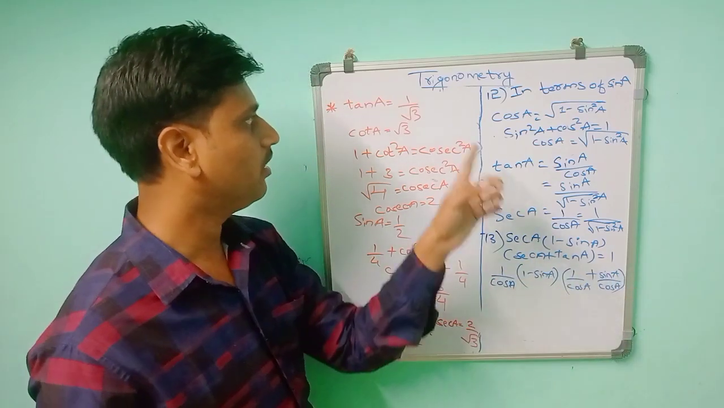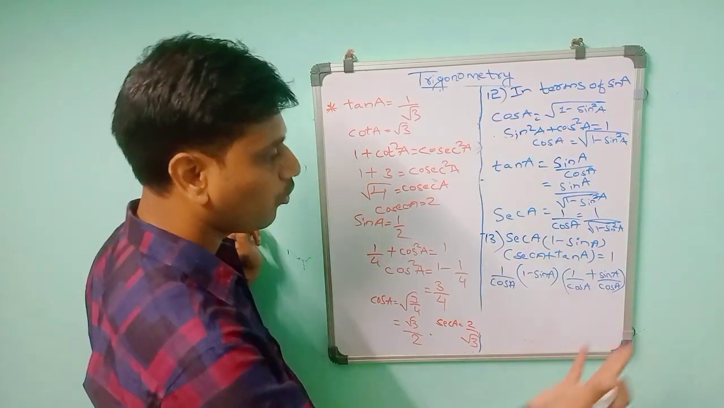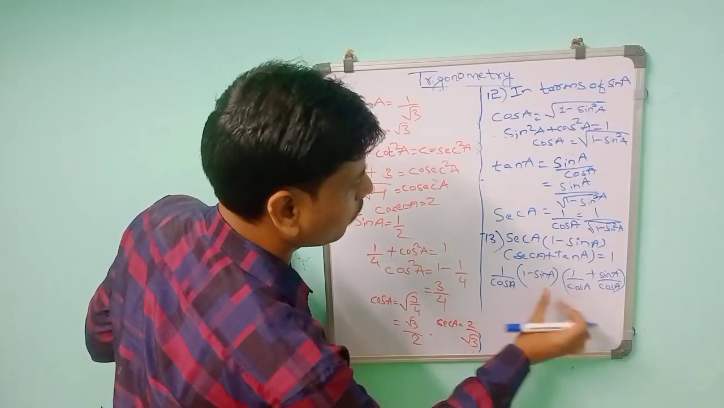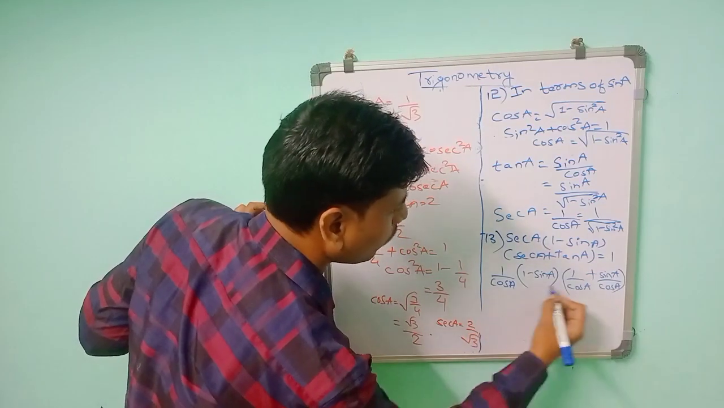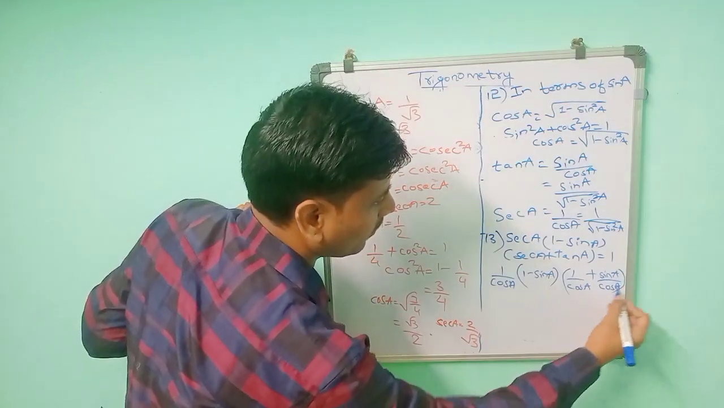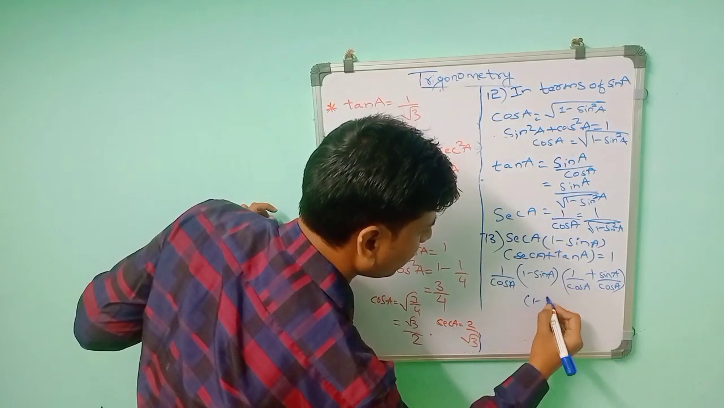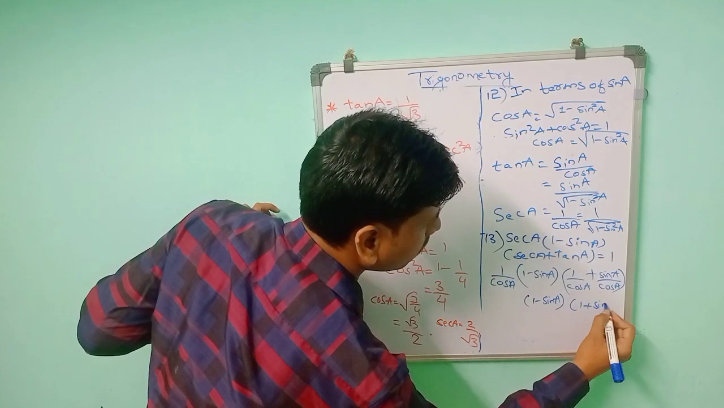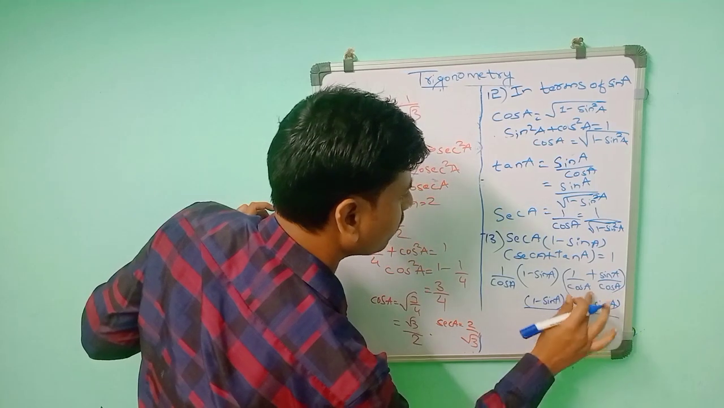Why? Because we know the identity sin square A plus cos square A is equal to 1. So from that identity we can prove it in the next method. For that only, we have to do the changes as the problem needs. So 1 by cos A into 1 minus sin A, into 1 by cos A plus sin A by cos A. Taking this one, it will become 1 minus sin A, and this will become 1 plus sin A. The LCM is the same because cos A is there, so I can write cos A, this cos A, this cos A.